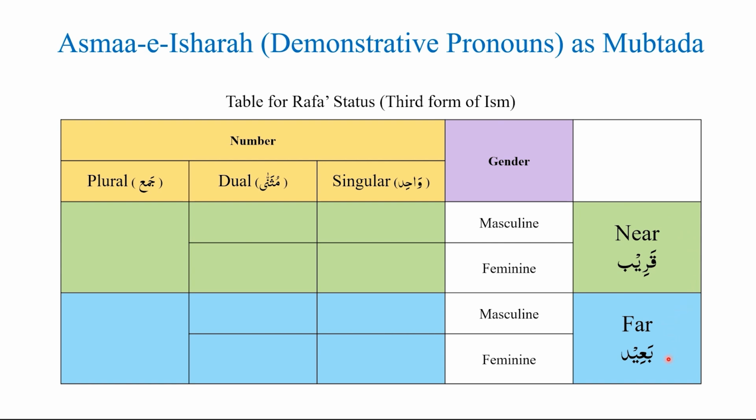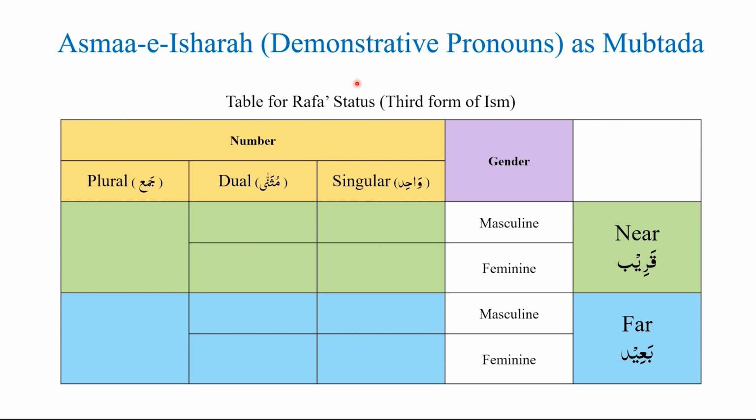For each Ism Ishara, we will know the 4 characteristics of the Ism. We already know that this table is for demonstrative pronouns in the Rafa status, or in the third form of Ism. Why do we know that this table is for Rafa status? Is because we are studying Asma Ishara or demonstrative pronouns as Mubtada. And we know that in Jumla Ismiya, Mubtada will always be Rafa.